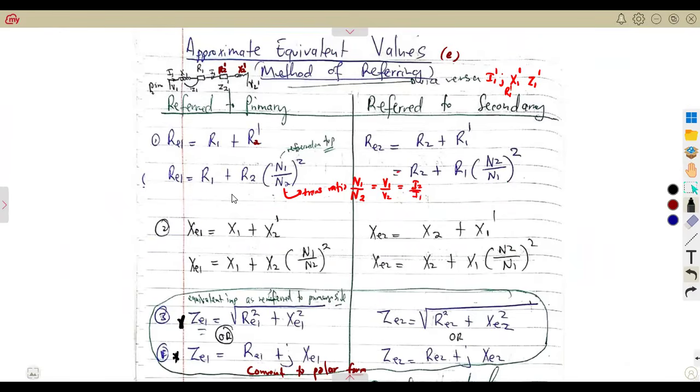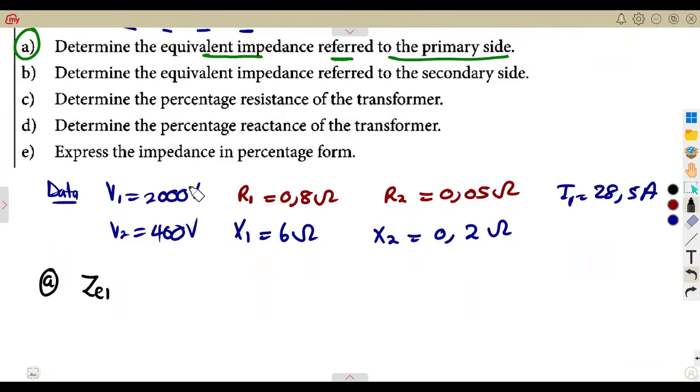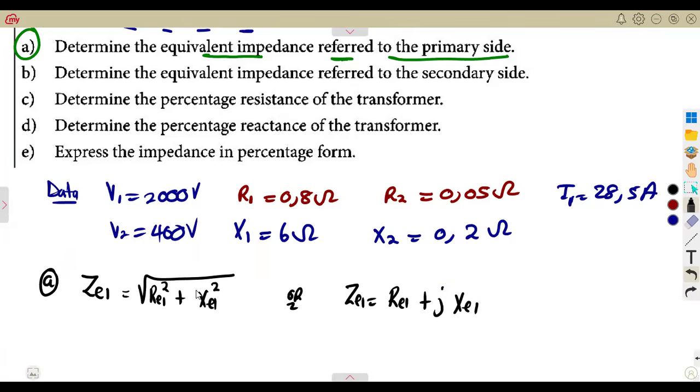But in order for us to determine this ZE1, we saw that we have two formulas there. It can be written as a normal value from the equivalent that we had, from the resultant there, the square root of RE1 squared plus XE1 squared, where XE1 is the equivalent reactance of the primary. It can also be written in the J notation, so ZE1 is equal to RE1 plus jXE1, using the J notation, complex numbers.